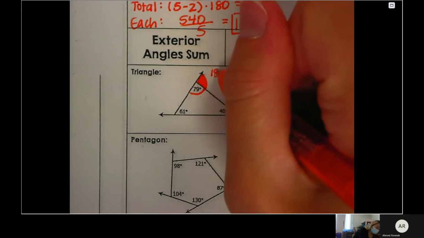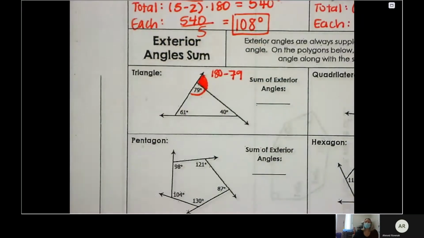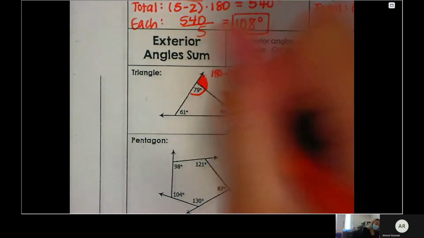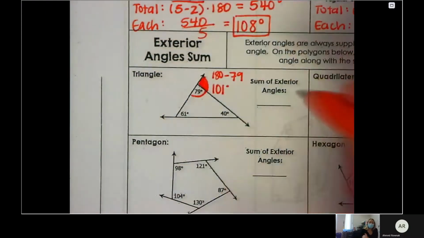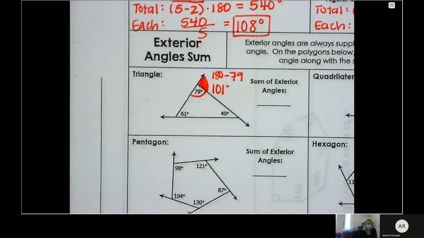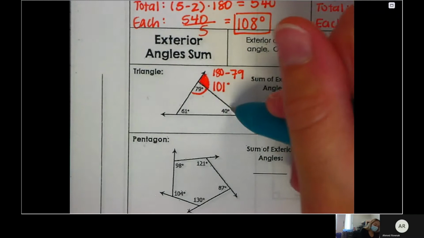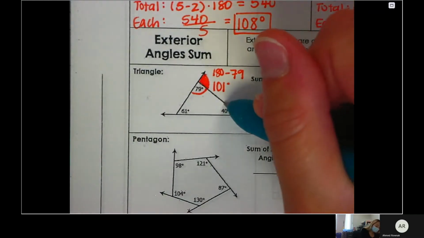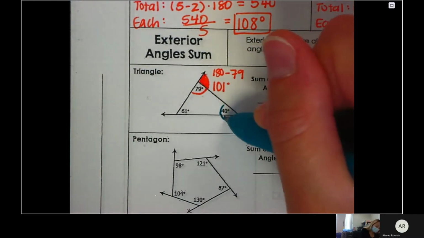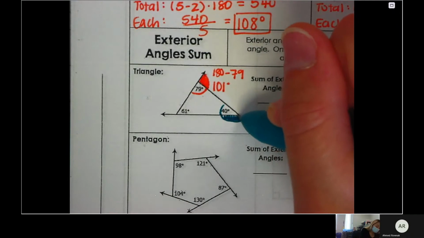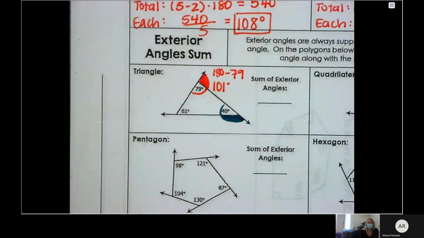Good, so let's do that. We're only going to really do the work for the first one, okay? Because I know they're really small. All right, what is 180 minus 79? 101 degrees. So you just figured out your first exterior angle, 101 degrees out here. I'm going to do the same thing for the next one. I'm just going to work my way around. Here's the 40, and this angle over here, next to the 40, what do I have to do?